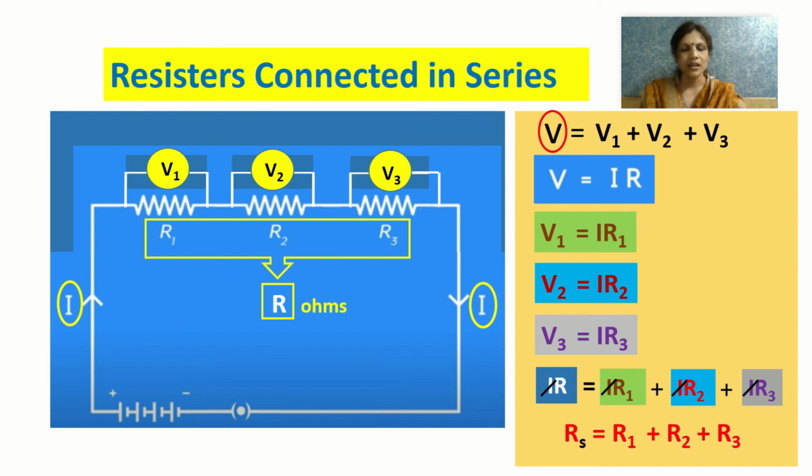So if I want to make use of only one resistor whose value is equal to the combination of these 3 resistors connected in series, what I'll have to do? I'll have to add these 3 resistors and its value will give me the equivalent resistance of this circuit. Since the resistors are connected in series, we write RS is equal to R1 plus R2 plus R3. So this is how we derive an equation, and this is an interesting and very important equation of your lesson.